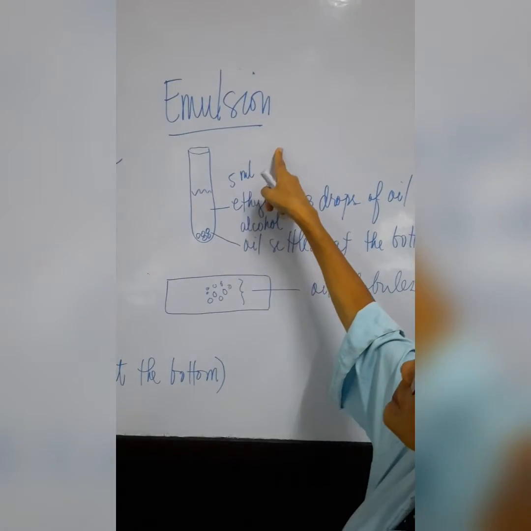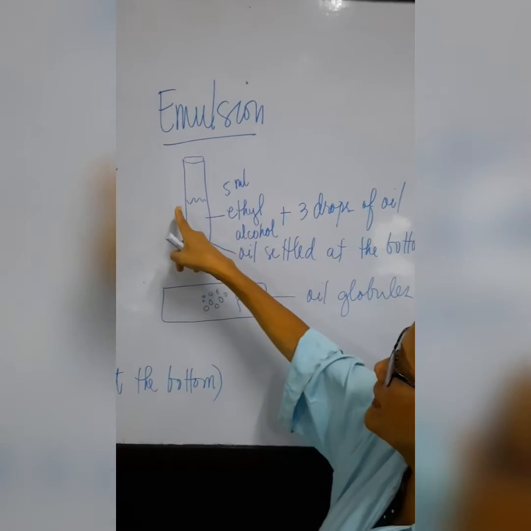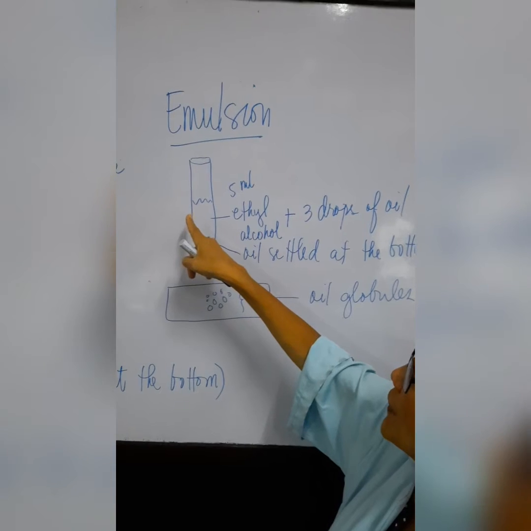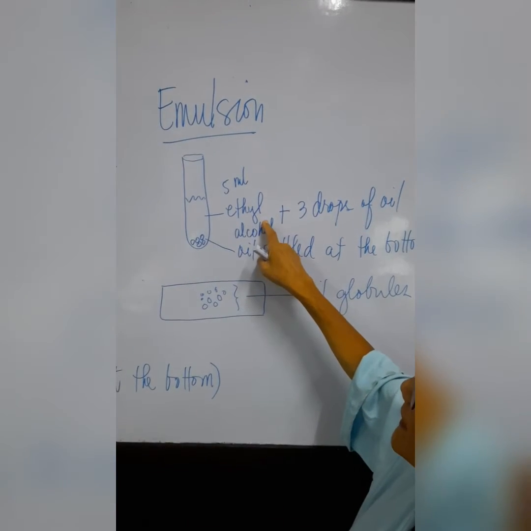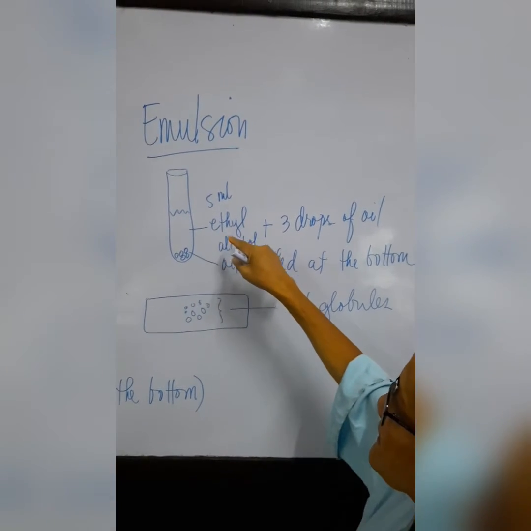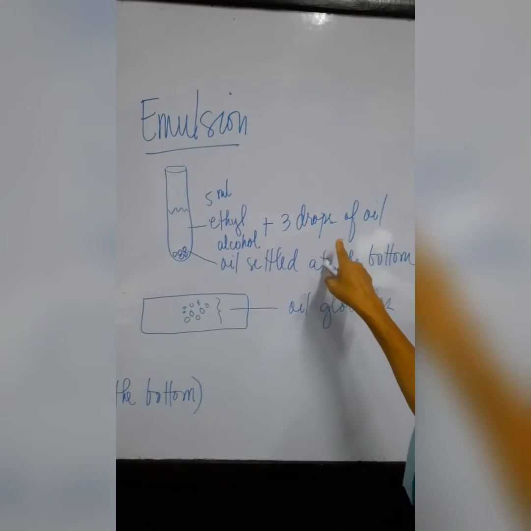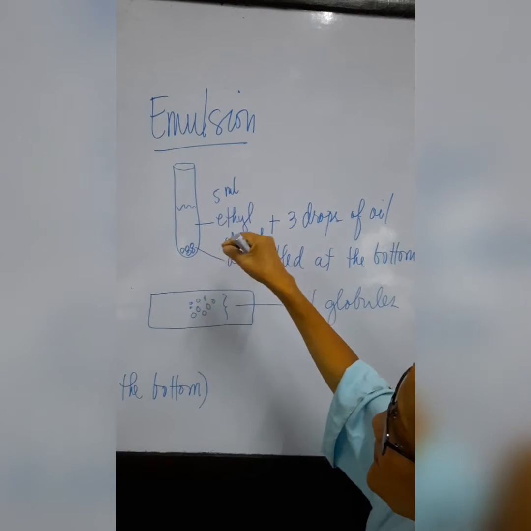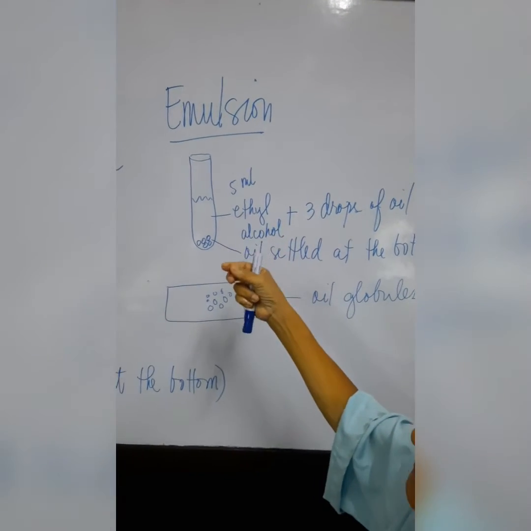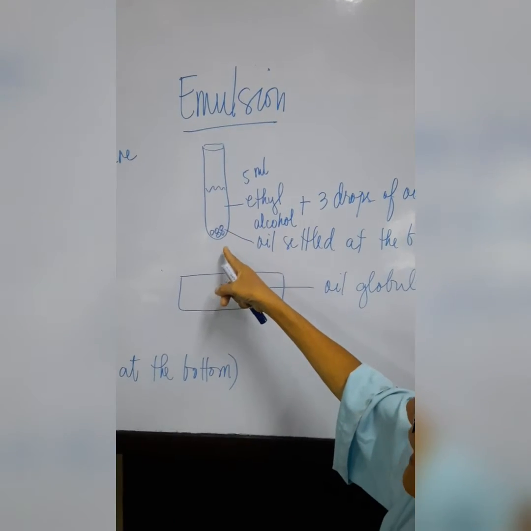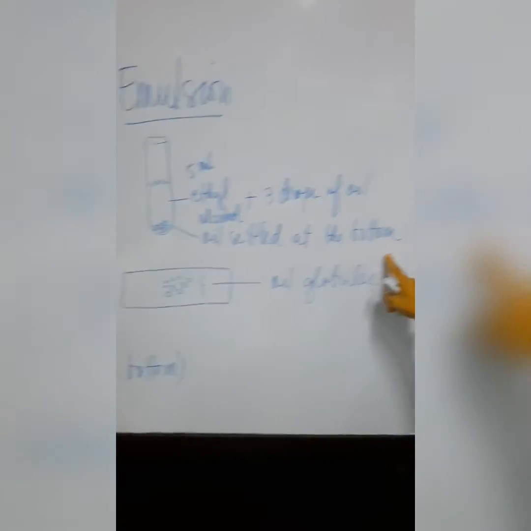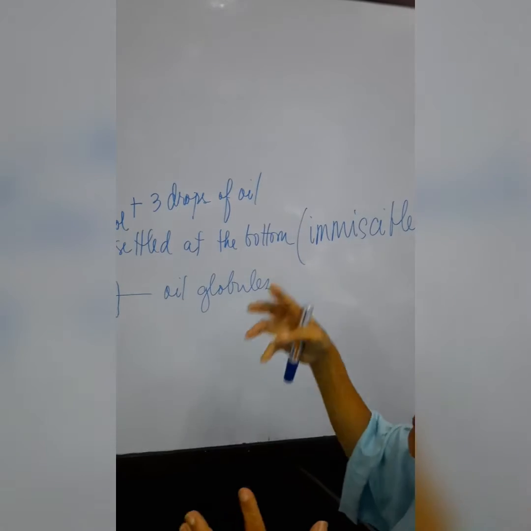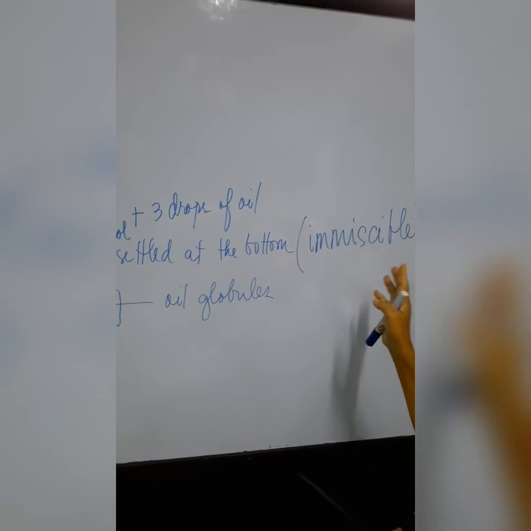So in emulsion, again we have the test tube. Now we fill this up with 5 ml of ethyl alcohol. Then after that we place a few drops of oil, and then mix it, or shake it, and then observe what happened. So the oil here settled at the bottom. Meaning to say they did not mix, so it is immiscible.